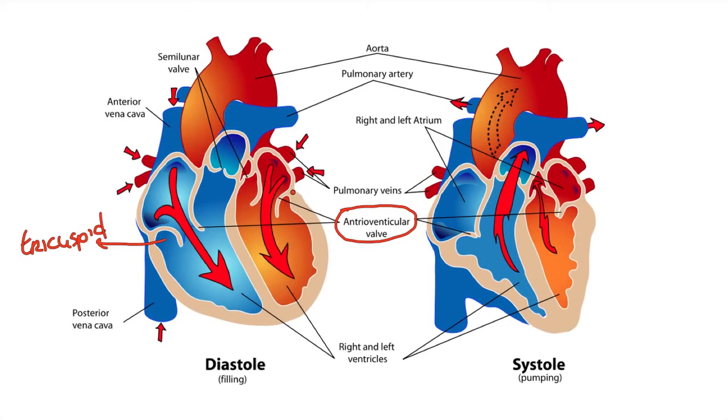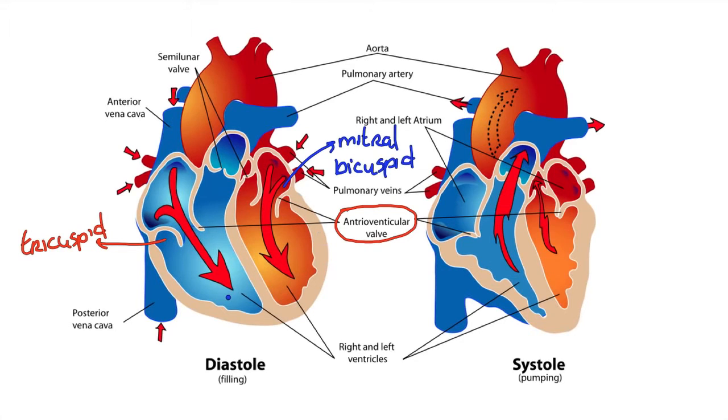And then on the left side, we have what we call the left atrioventricular valve, which is also known as the mitral valve or the bicuspid valve. Now I'm just giving you these different names so that if you go and read a textbook and it says one of these, you know exactly what it's talking about. So we have the tricuspid or the right atrioventricular valve and the bicuspid or the mitral or the left atrioventricular valve.